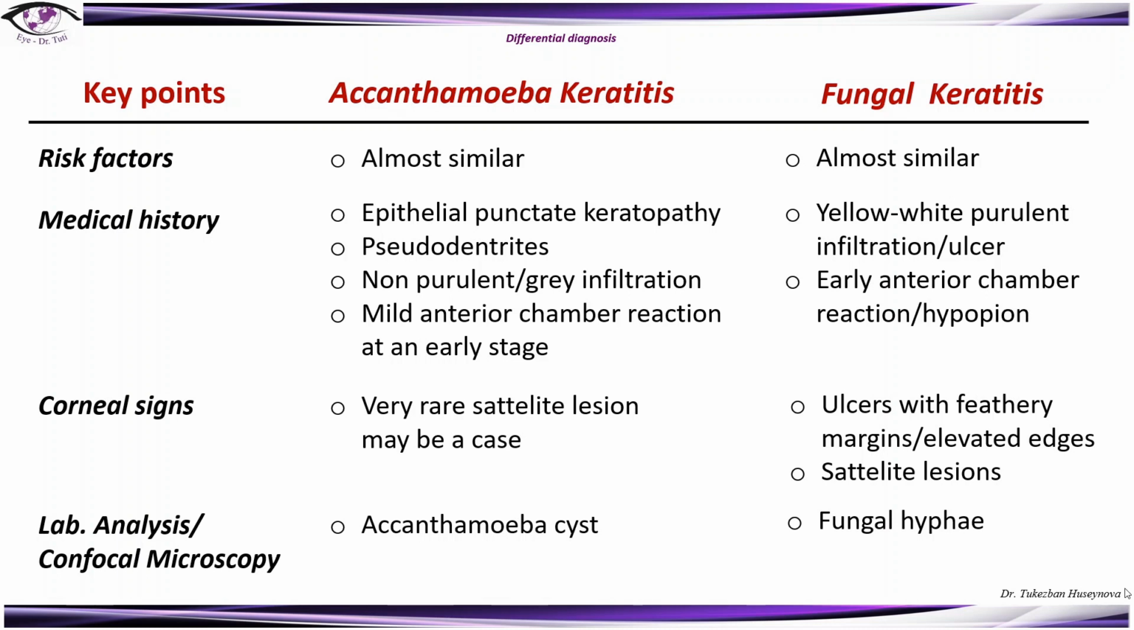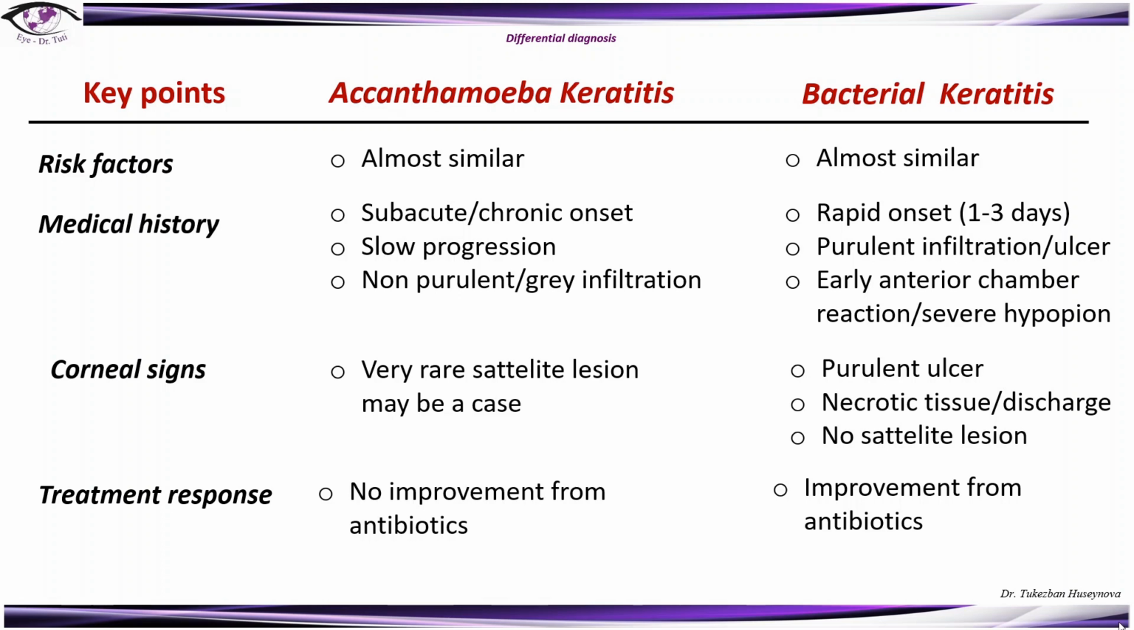It's crucial. The differentiation between Acanthamoeba keratitis and bacterial keratitis: risk factors are almost the same. Medical history: in case of Acanthamoeba keratitis, the onset is subacute or chronic. There is a slow progression, and there is non-purulent or gray infiltration. In case of bacterial keratitis, there is always a rapid onset within 1 to 3 days, purulent infiltration, ulcer, early anterior chamber reaction with severe hypopyon.